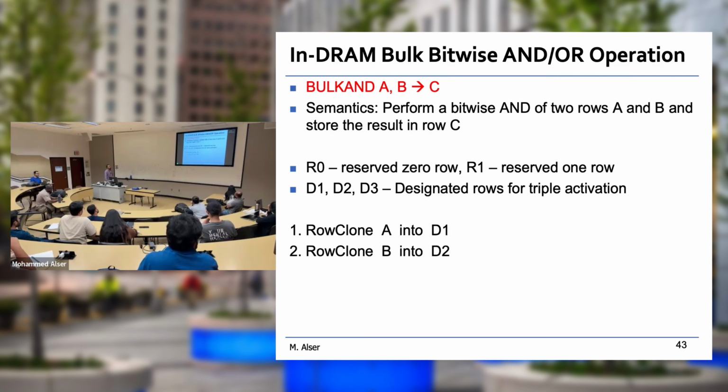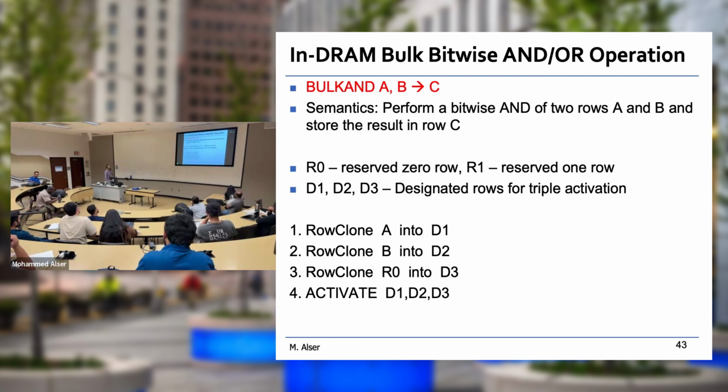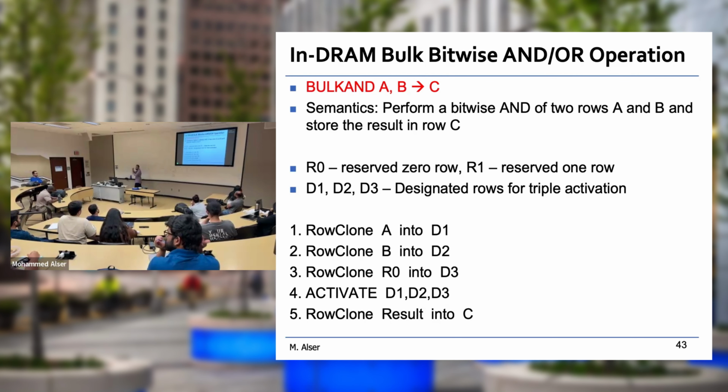So you row clone A into D1, row clone B into D2, and then row clone R0 into D3, and then activate D1, D2, D3. Now they share all the charges between the 3 rows. Now you do the operation, and then you move the result to anywhere you want. The result will already be in the sense amplifier. So it depends on where you activate the next row. Directly, the result will be stored in that row.